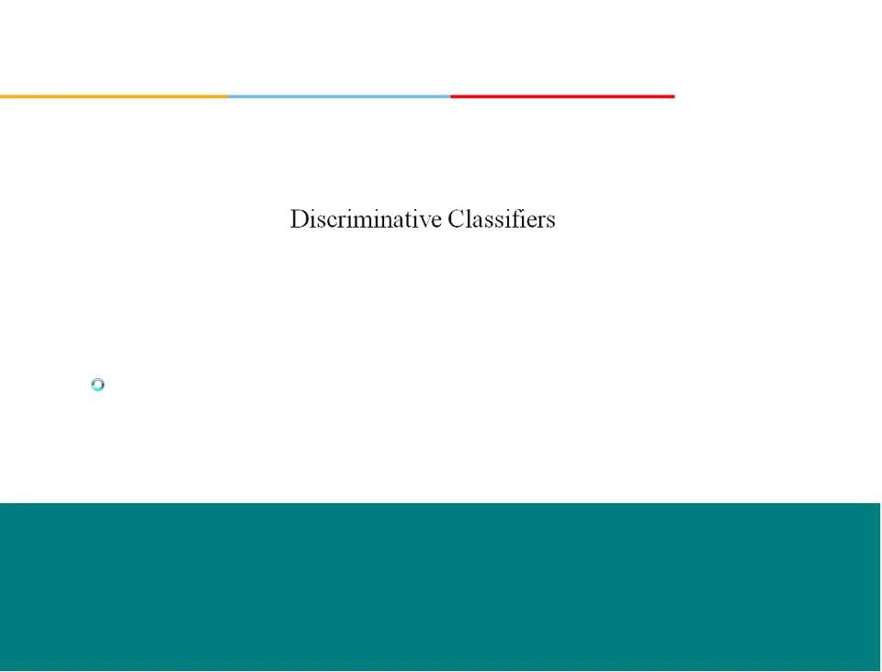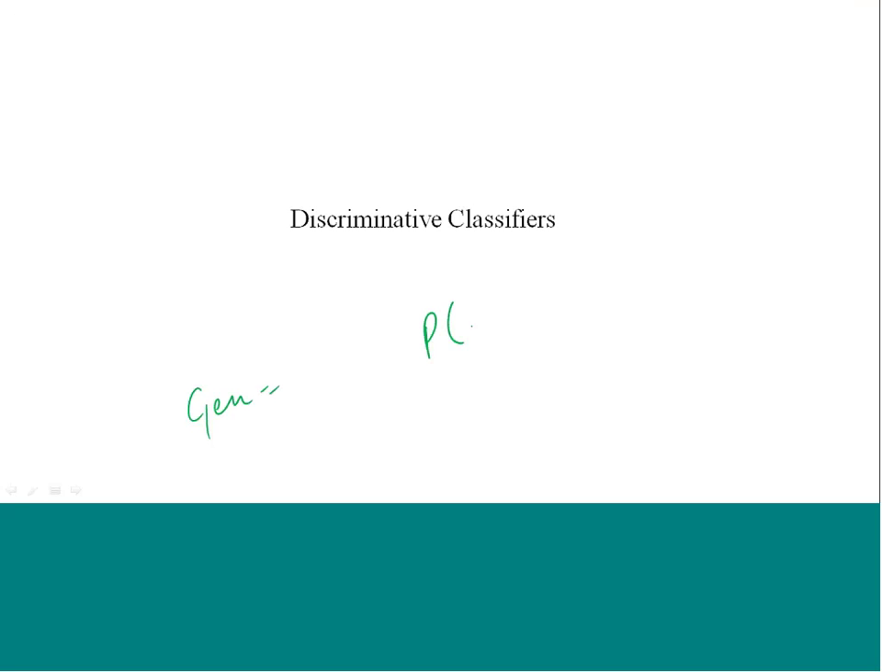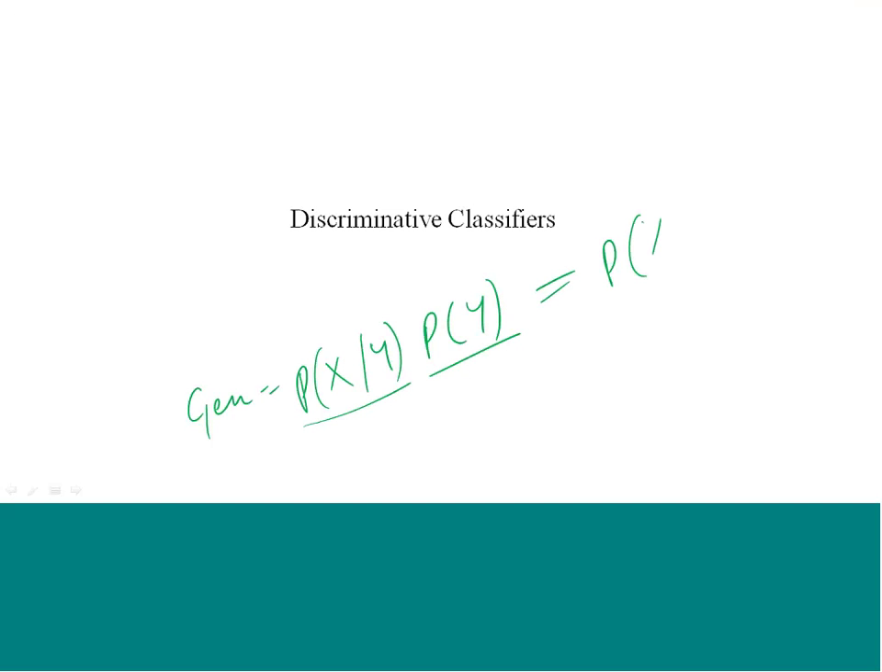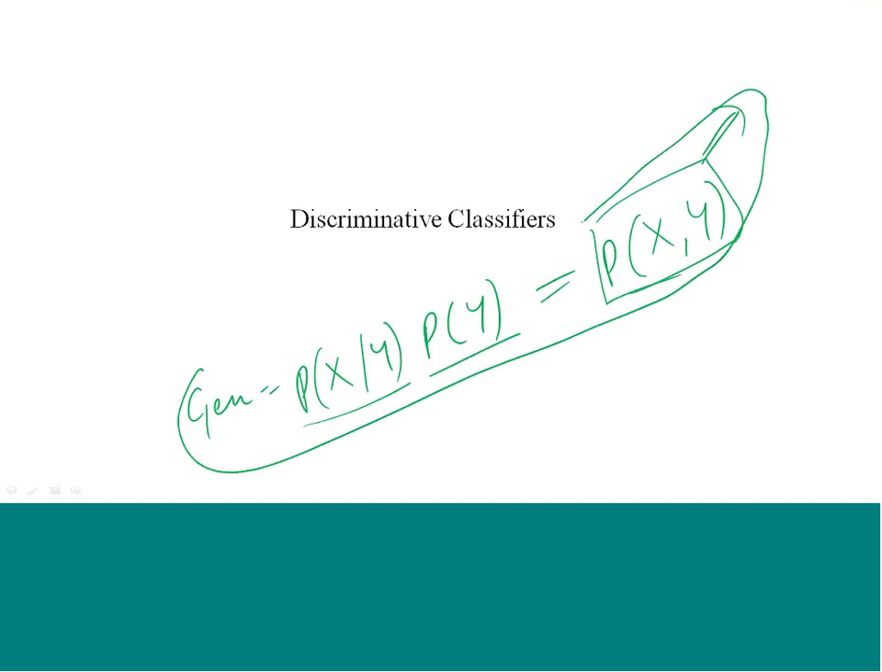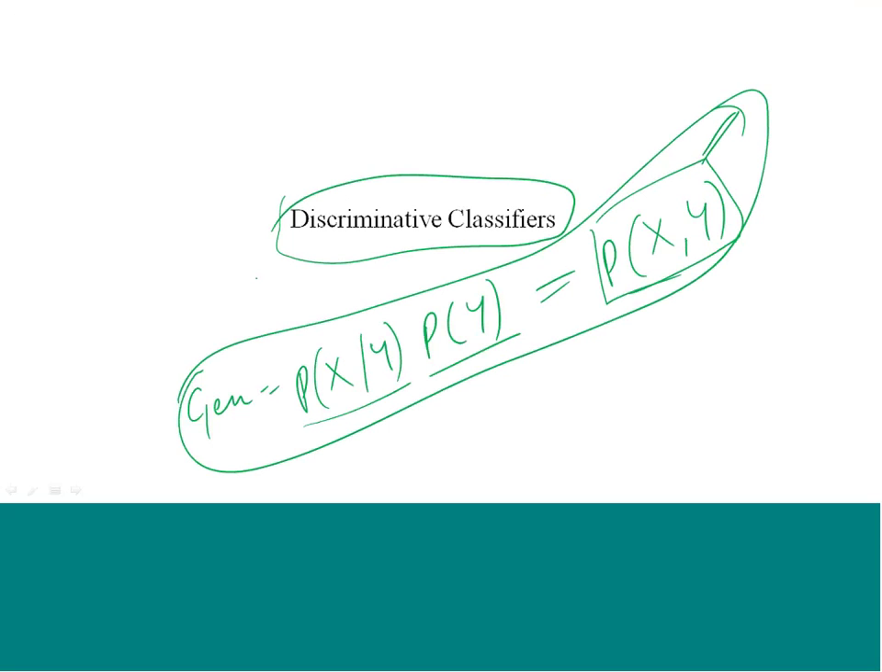Now, about discriminative classifiers. In a generative classifier, I am estimating the probability of y, that is the prior, and the likelihood probability of x given y, and therefore I can calculate my joint distribution. This distribution can also generate an artificial data set. That's why it is called a generative classifier. Now I will see what the discriminative classifiers are.